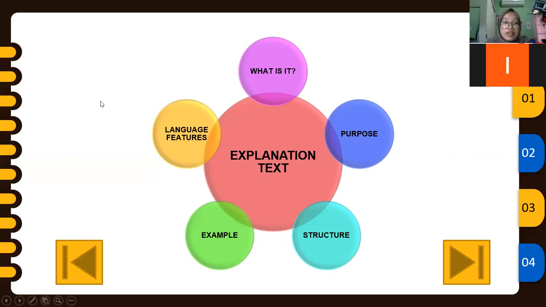Then I give you an assignment in Google Classroom. The task is making one explanation text, collected until 3rd of May at 10 p.m. via Google Classroom. Alright, students? Any questions, students? No one? Do you understand all? Alright, thank you.